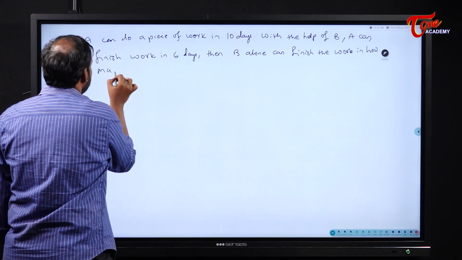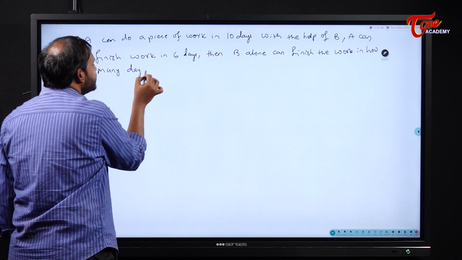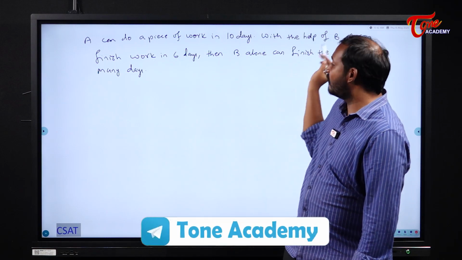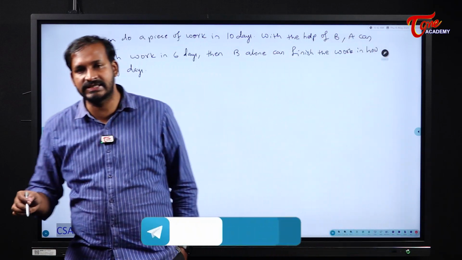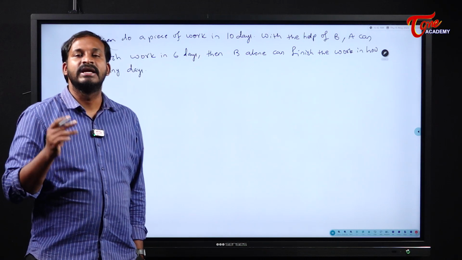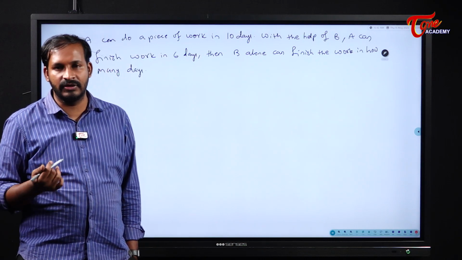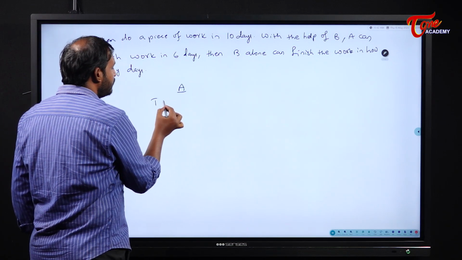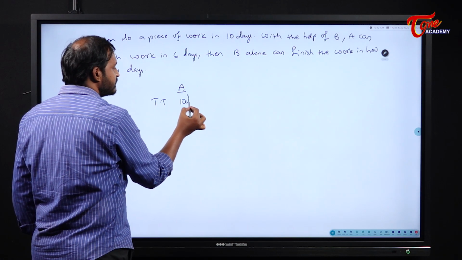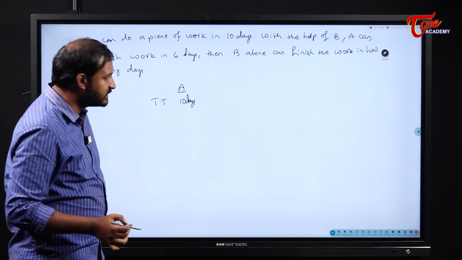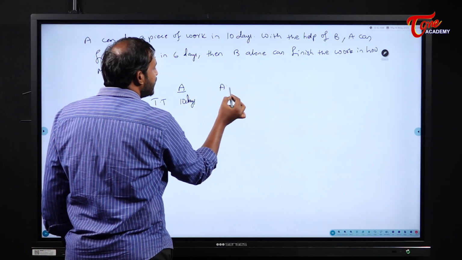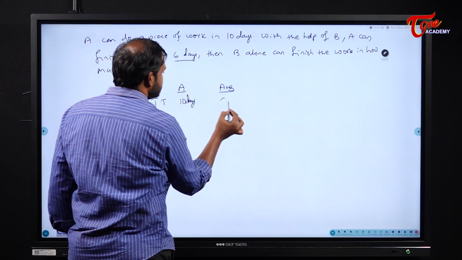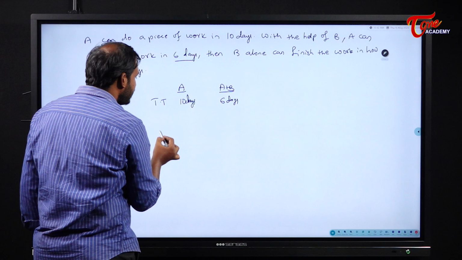That is the question. Now see here, students, with the help of B means what does it mean? With the help of B, A finishes the work in 6 days. Help means nothing but A and B together are doing the work. Time taken by A alone is 10 days. With the help of B means A and B together can finish the work in 6 days. Now we will write their efficiencies.